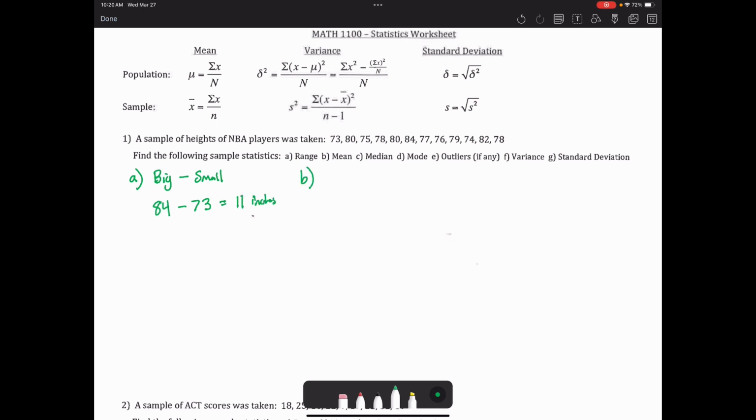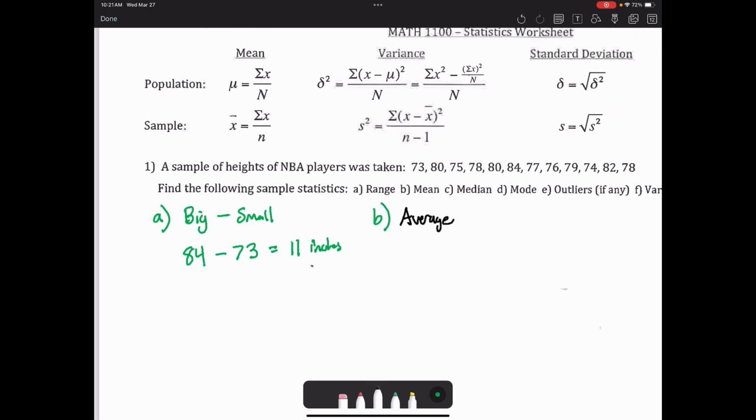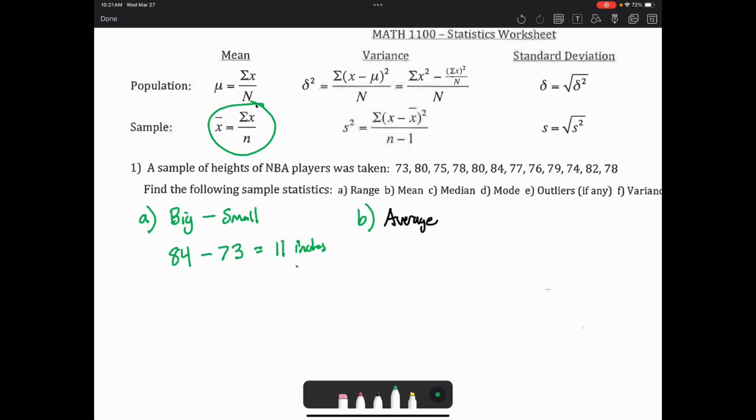Mean. What is mean? Mean is another word for average. So your mean height is going to be your average height. How do I calculate average height? Well, it's actually right up here. That's what this is. And if you remember what this symbol means, this symbol is a summation. So I'm summing up all of my different heights, summing them all up and dividing by however many there are.